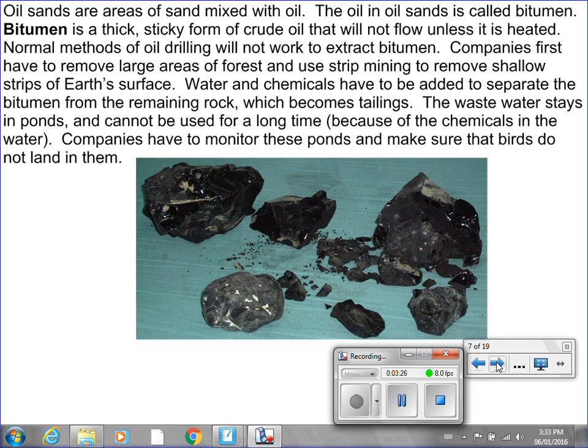Oil sands are areas of sand mixed with oil. The oil in oil sands is called bitumen. Bitumen is a thick, sticky form of crude oil that will not flow unless it is heated. Normal methods of oil drilling will not work to extract bitumen. Companies first have to remove large areas of forest and use strip mining to remove shallow strips of Earth's surface. Water and chemicals have to be added to separate the bitumen from the remaining rock, which becomes tailings or waste. The wastewater stays in ponds and cannot be used for a long time because of the chemicals in the water. Companies have to monitor these ponds and make sure that birds do not land in them.